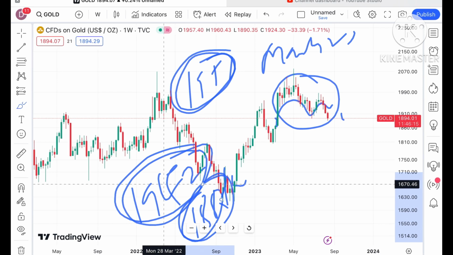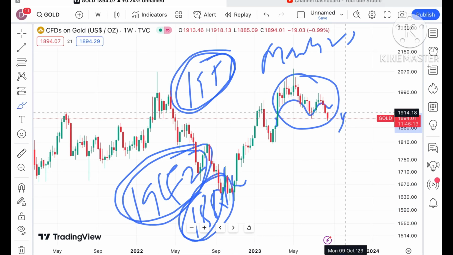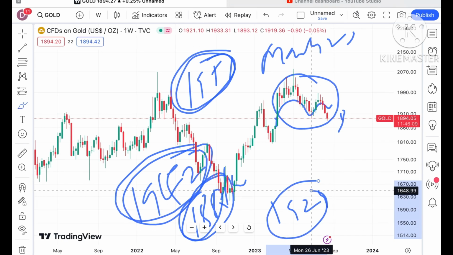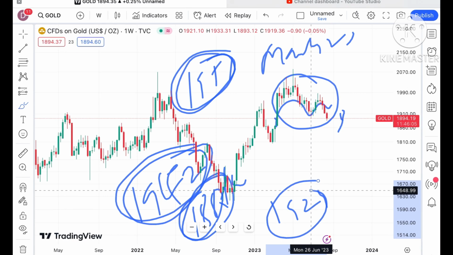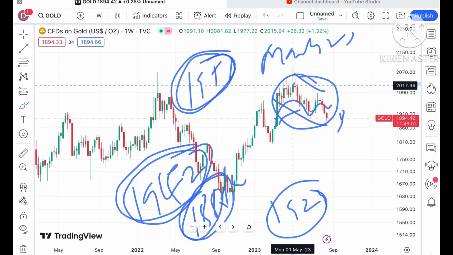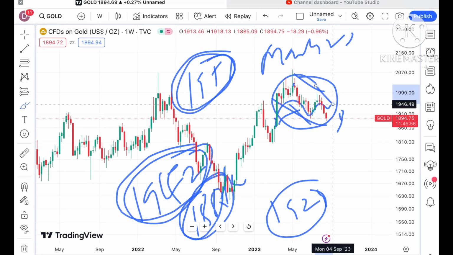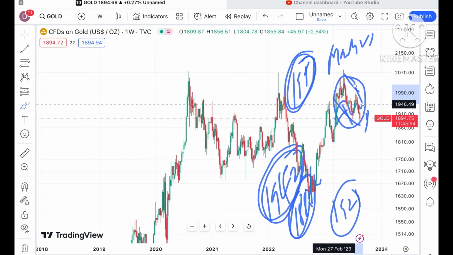Now, till the time it is not sustaining above a level of around 1924 again, we will not see a further upside movement, because the trend is downside, and this trend has been downside since May of 2023, and chances are high it can go further down. This is the first thing.